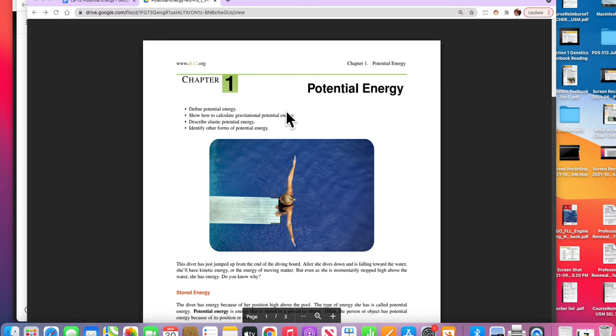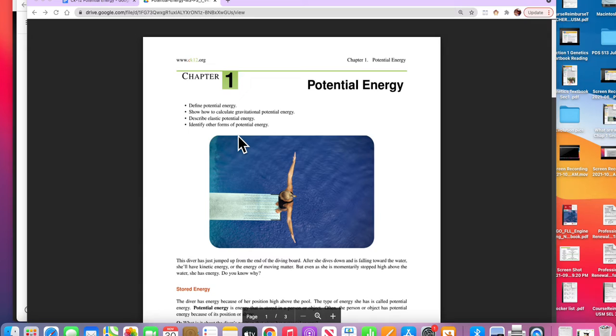Potential energy. In this chapter 1 reading, we will define potential energy, show how to calculate gravitational potential energy, and describe elastic potential energy. Identify other forms of potential energy. I must say, elastic potential energy is one of my favorite potential energies.